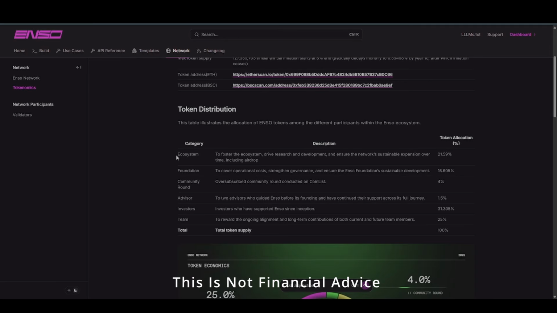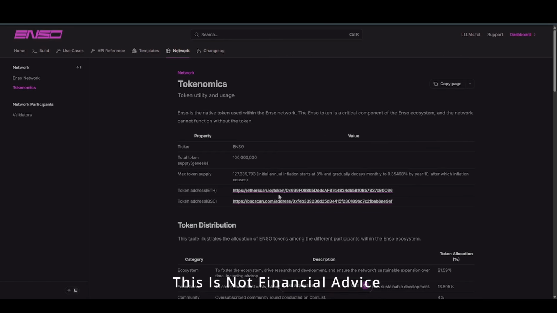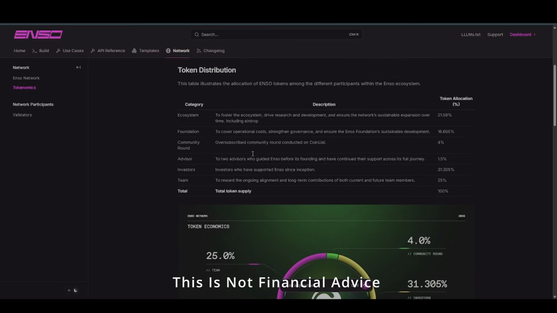Anyways, now the ecosystem gets around 21% of that 100 million. We have the foundation getting 16% of that 100 million, community around 4%, advisors 1.5%, and investors do get over 31 million tokens. So that is a massive supply. And after that we have the team getting around 25%. So from this it means that 56 million of these 100 million goes towards the team and investors. So that is a massive supply, I would say.